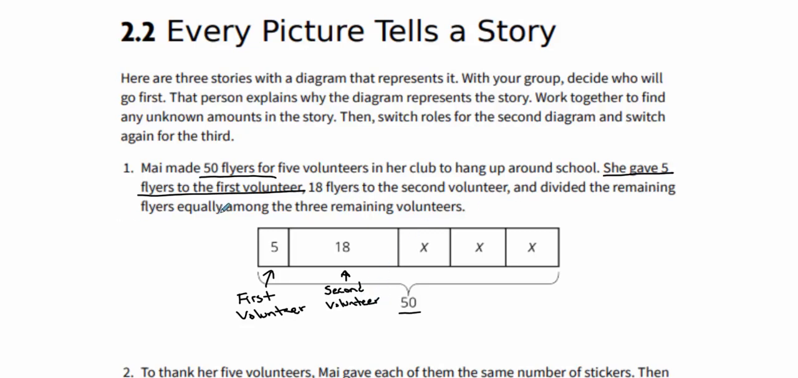And divided the remaining flyers equally among the 3 remaining volunteers. So here are 3 boxes, and they all have an X in them. When you're dealing with variables, normally the variable letter indicates a number. Since these are the same letters, that means it's going to be the same value also. So these are the 3 remaining volunteers.